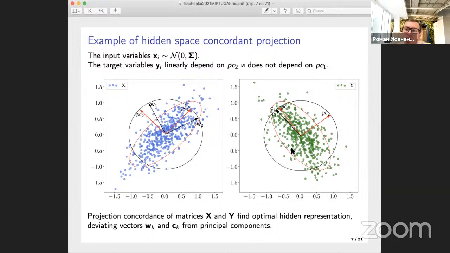When we reduce the dimensionality of the input space without taking into account the existing dependencies in the target space, using, for example, the principal component method, we get an inadequate solution. Using a concordant latent space, the model is able to find the optimal latent subspace of dimensionality 1 given by the operators W and C. This takes into account the interdependence between the images of the X and Y matrices.